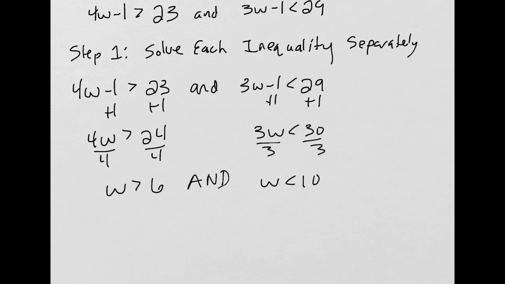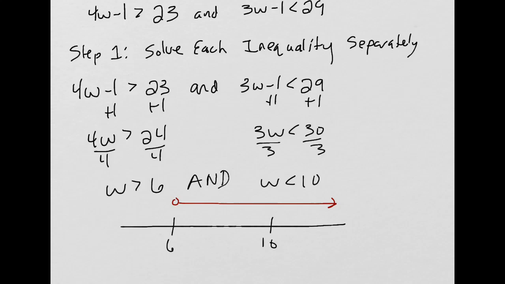So now I'm just going to do exactly what I did in the background section. I'm going to graph each one of these inequalities separately, and because the word in the middle is AND, I'm only interested in numbers that meet both conditions. So we've got 6, we've got 10. If I graph the first set in red, w is greater than 6, would start at 6 and would include all the numbers to the right. If I graph the second set in green, would start at 10, would include all the numbers to the left. And now I'm interested in only the numbers that meet both conditions.